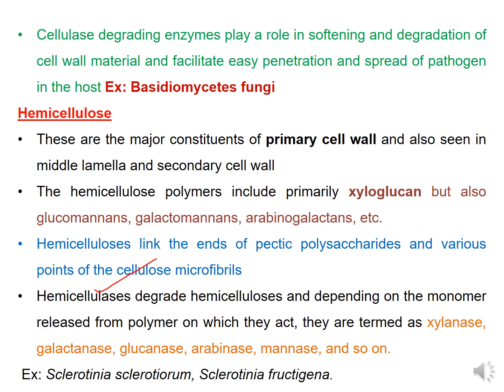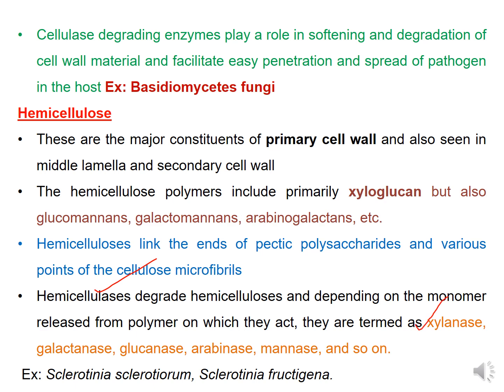So it will connect the various points of cellulose microfibrils, and hemicellulases are the enzymes produced by the pathogens to degrade these hemicelluloses, and depending on the monomers released from this hemicellulose polymer on which they act, they are termed as xylanase. These are the enzymes.